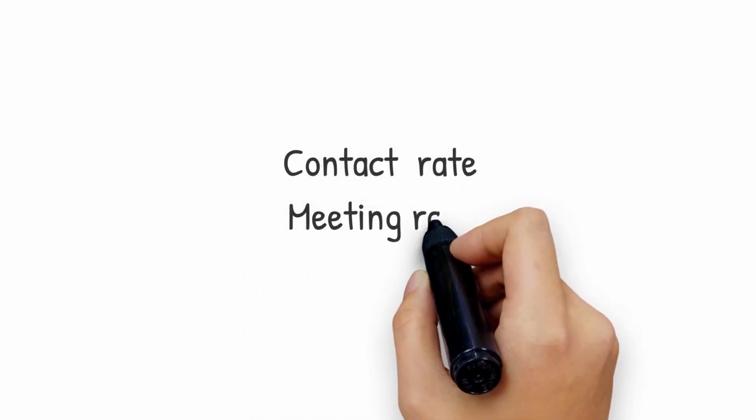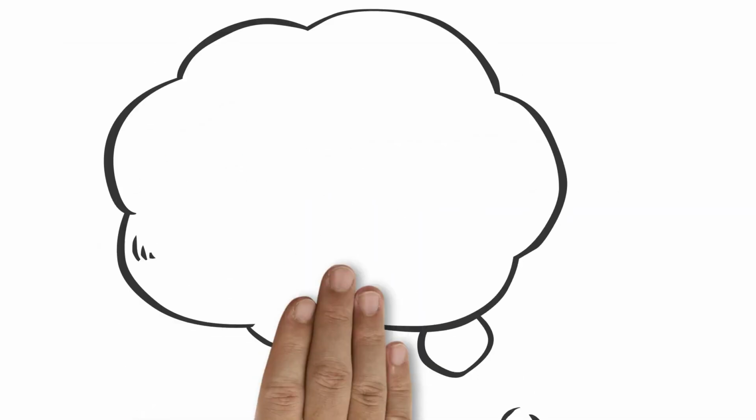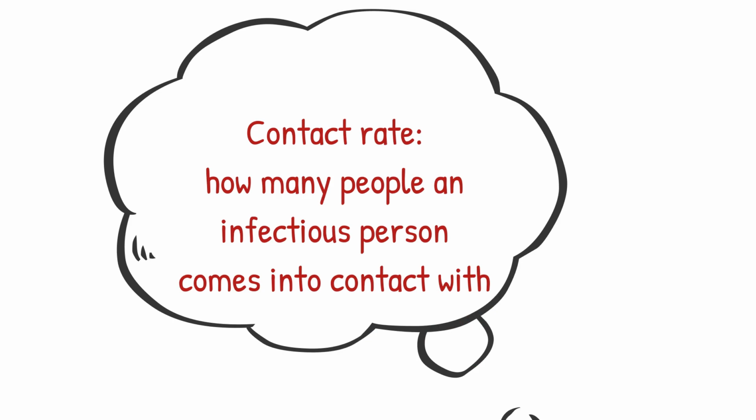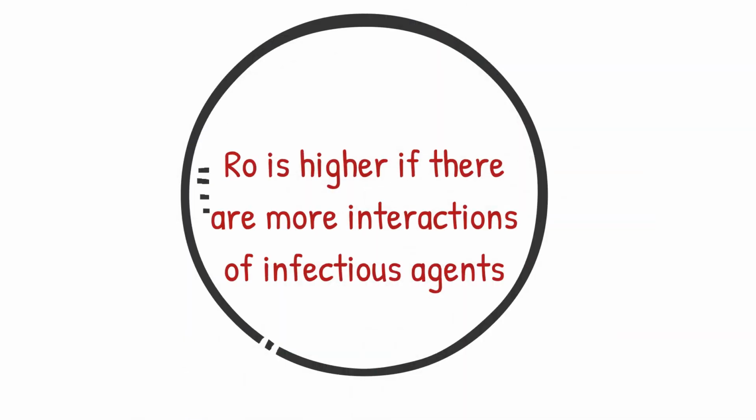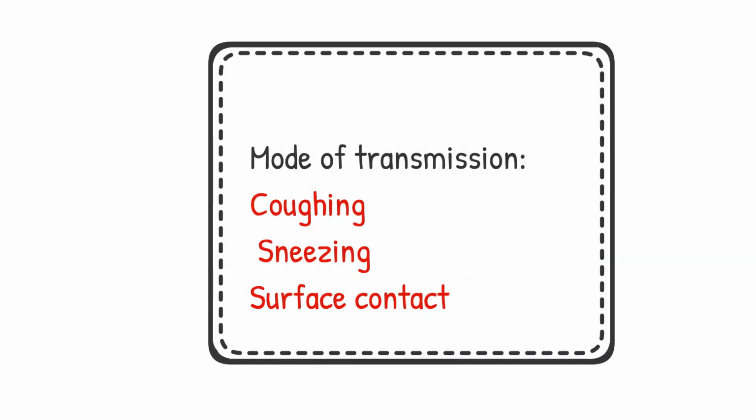Meeting rate. Exposure rate. The contact rate quantifies the number of people an infectious person comes into contact with. R naught is higher if there are more interactions with infectious people. There are 3 transmission modes: coughing, sneezing, and surface contact.